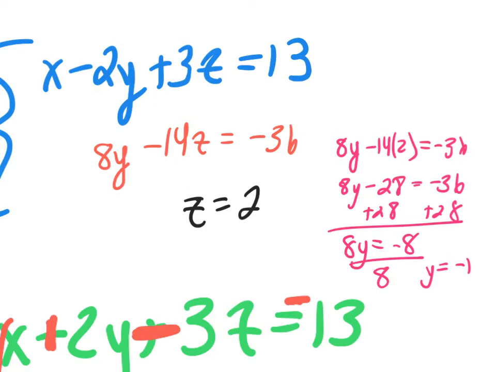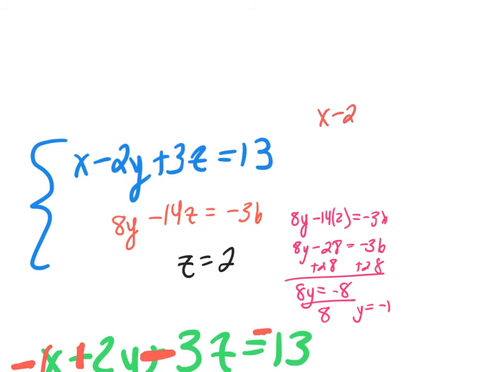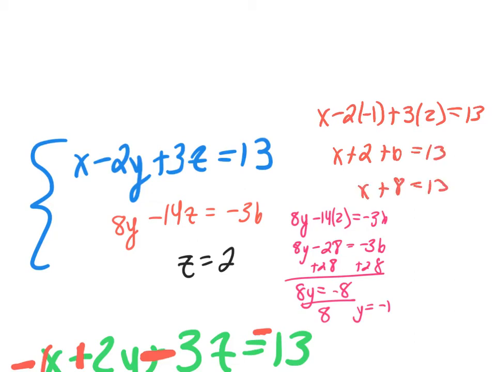Last thing we're going to do here is plug everything into the top one to find x, correct? So x minus 2, what's my y? Negative 1. Negative 1 plus 3 times 2 equals 13. So I have x plus 2 plus 6 equals 13. x plus 8 equals 13. Now what? Minus 8. So x equals, what's 13 minus 8? 5. What's my ordered triple? 5, negative 1, 2.